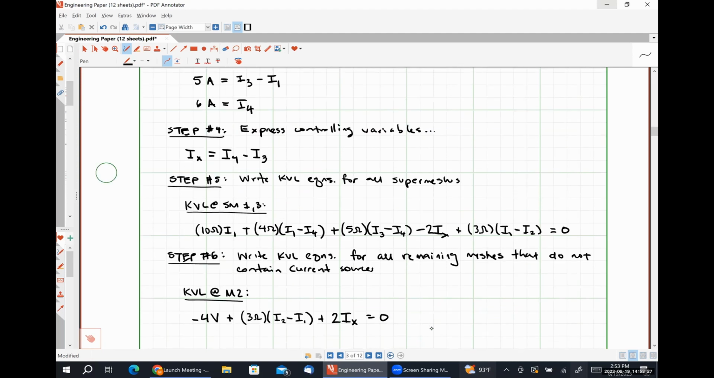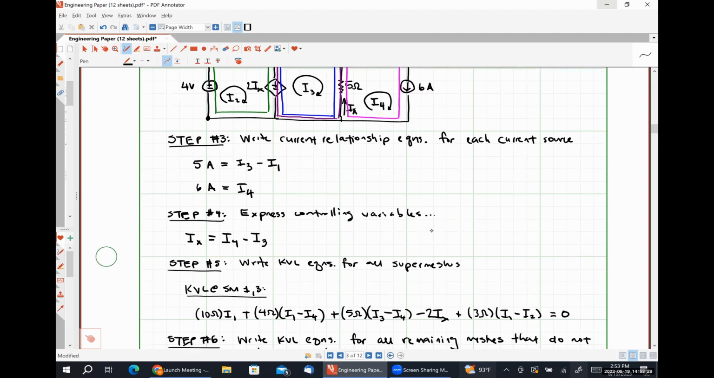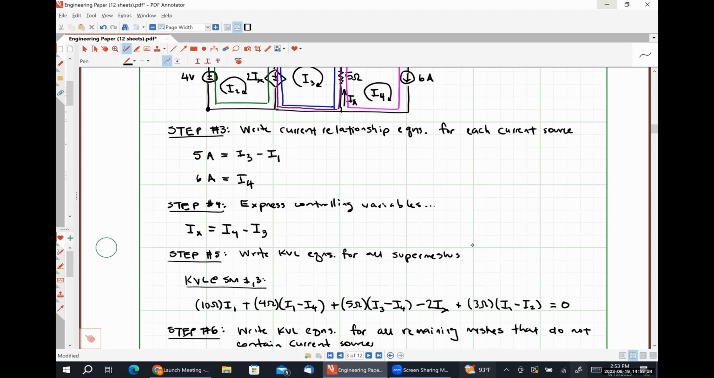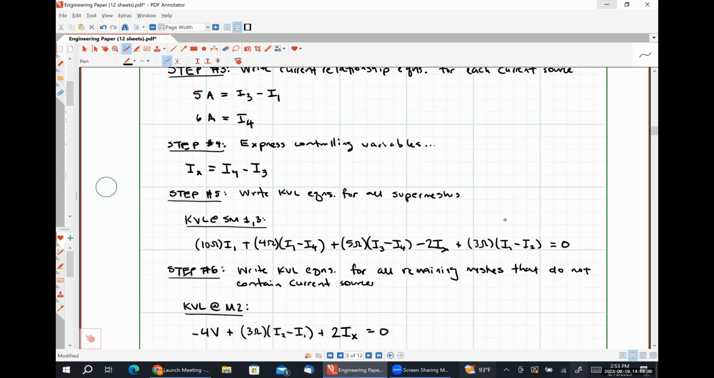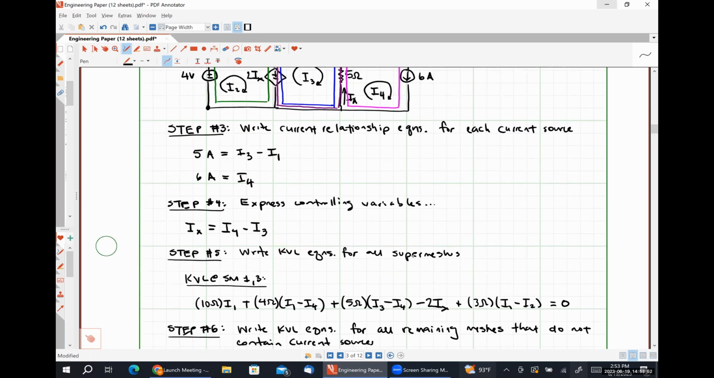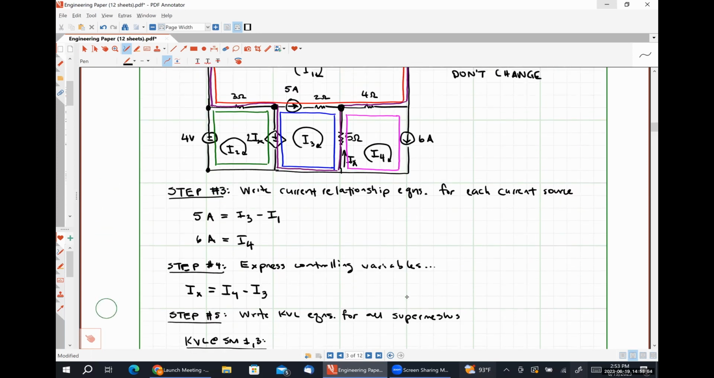So let's count our equations here. We have our 2 current relationship equations, 1 controlling variable equation. Then we have our KVL around supermesh 1 and 3 equation. And then we have our KVL at mesh 2 equation. So that looks like 5 equations for 5 unknowns. So let me talk about something here really quickly, because this is absolutely enough equations for us to work with.